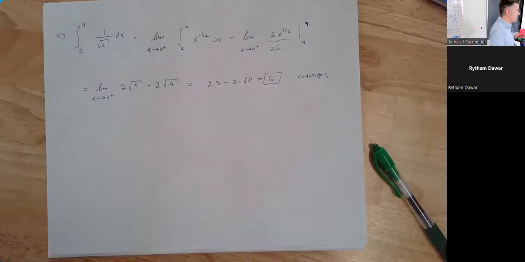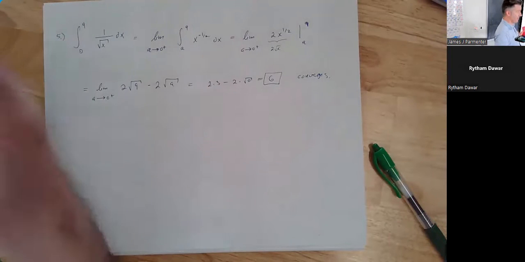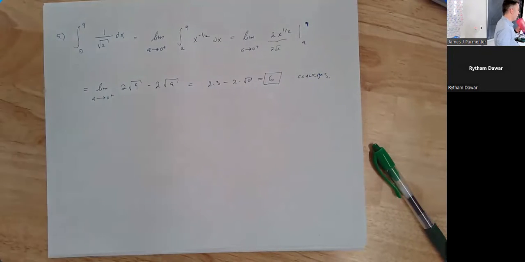I will point out, you never need to specify what side of infinity you're approaching from, because you can only approach infinity from one side, the left side of infinity. There is no right side of infinity. And likewise for negative infinity.